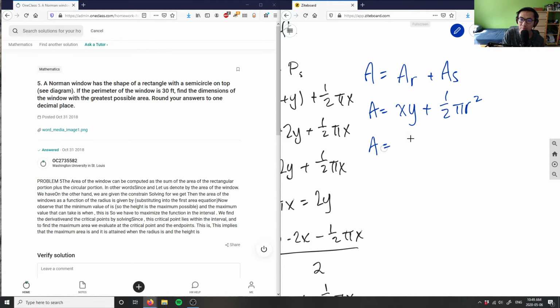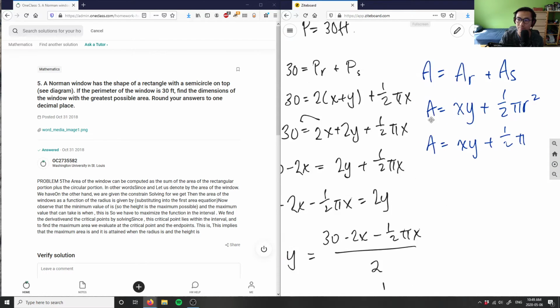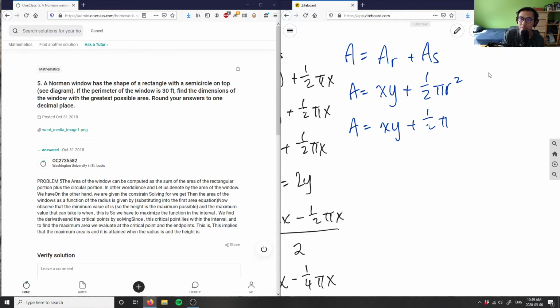And then I know my relationship between x and r. I know that r is half of x, as you can see here. So I can input this as half of x, squared. I'm simply making r equal to half of x.